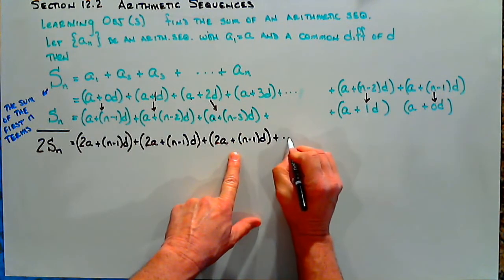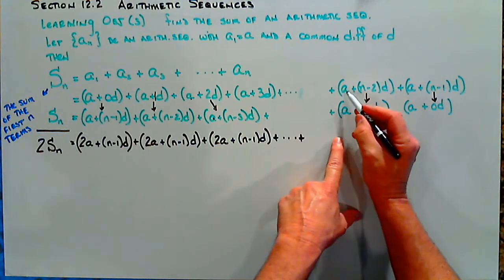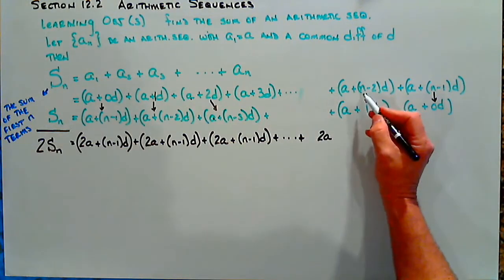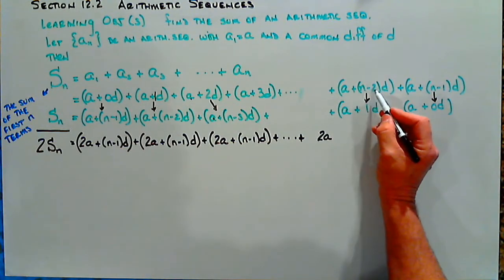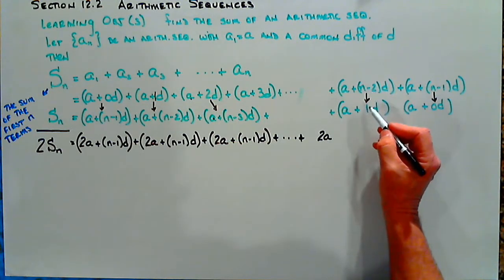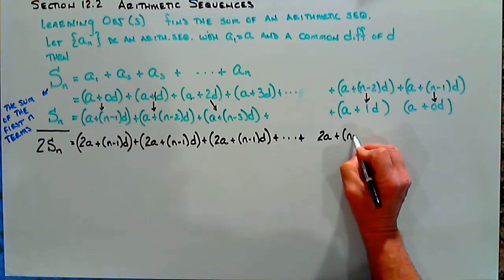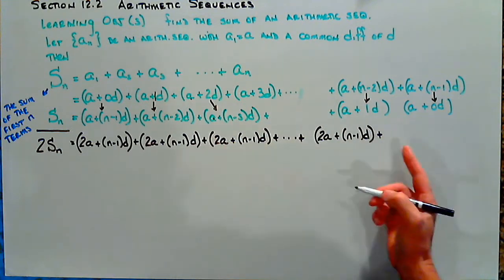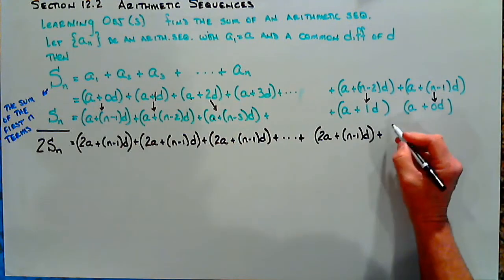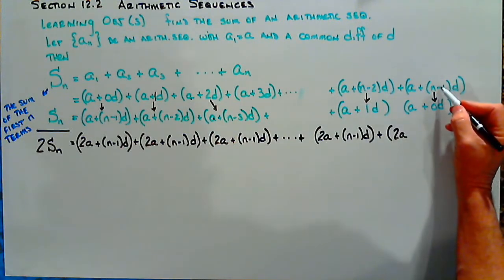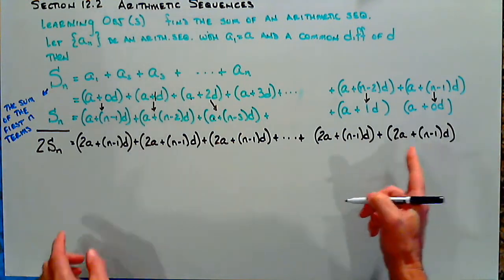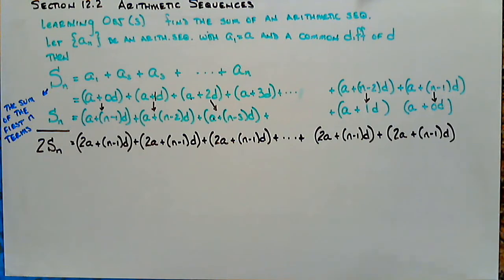In fact, if we continue this little game all the way to the end, what happens here? We get a plus a. That's 2a. We get n minus 2 plus 1. N minus 2 plus 1 turns out to be n minus 1 d's. And all of these terms are exactly the same. Here we get 2a's again. N minus 1 plus 0 is going to be n minus 1 times d. Every one of these terms turns out to be identical. They all turn out to be exactly the same.